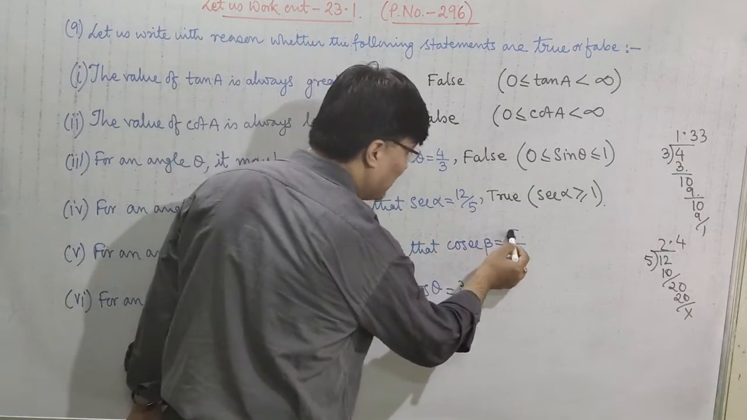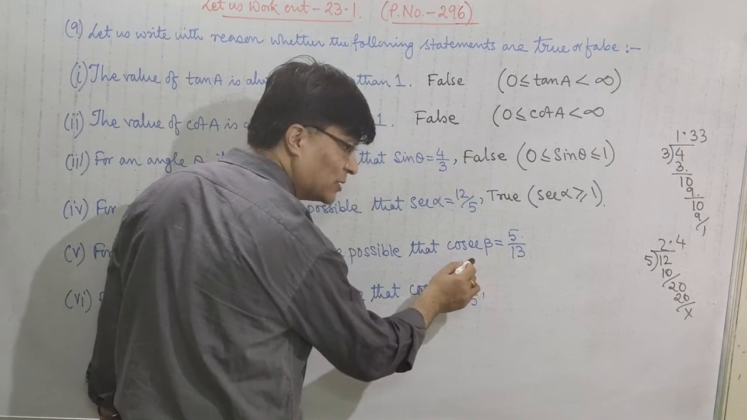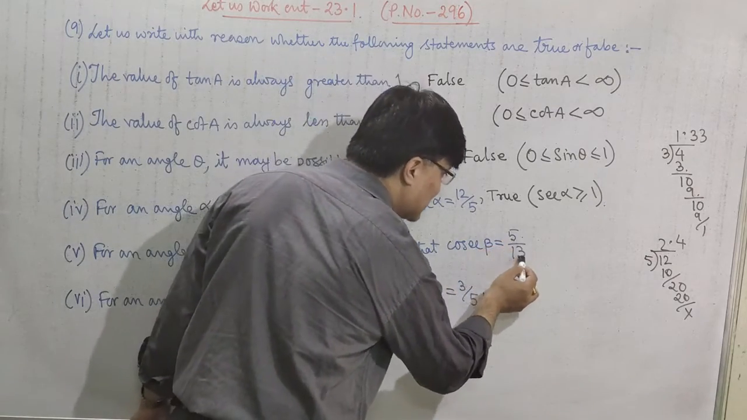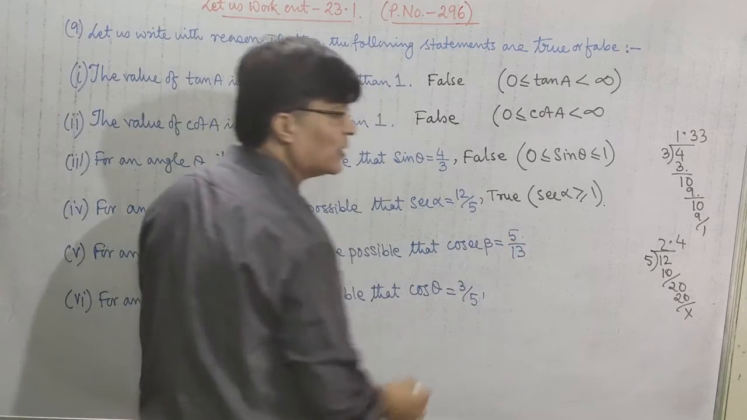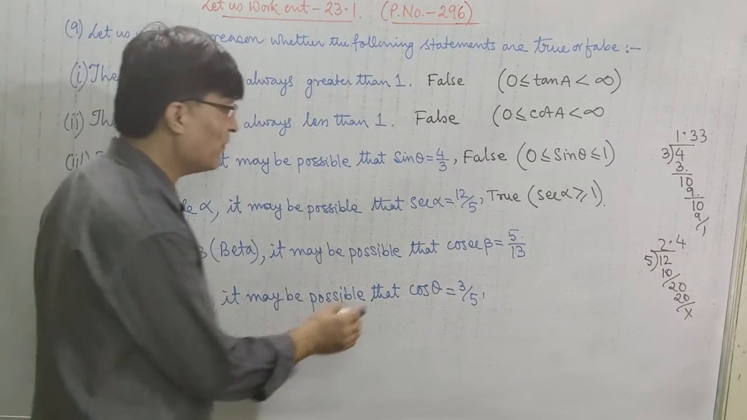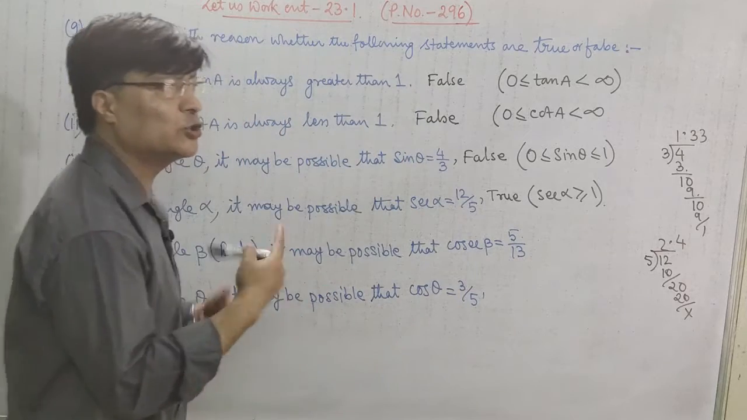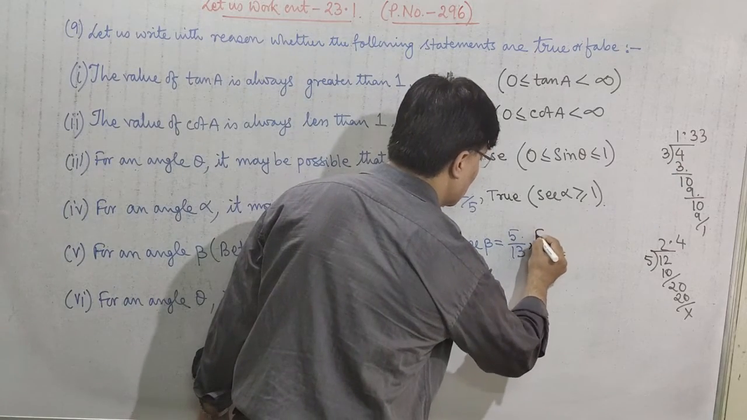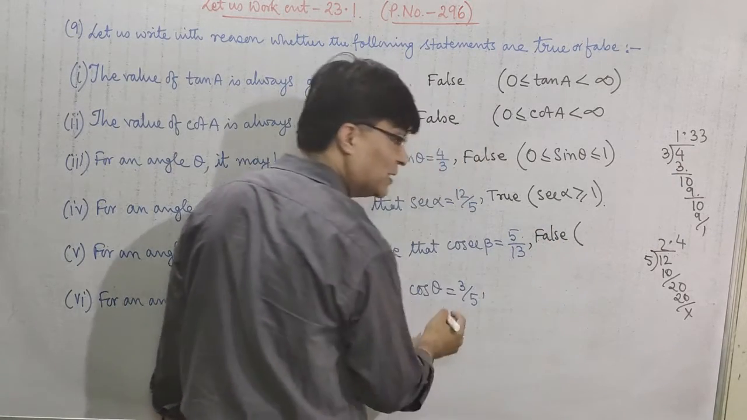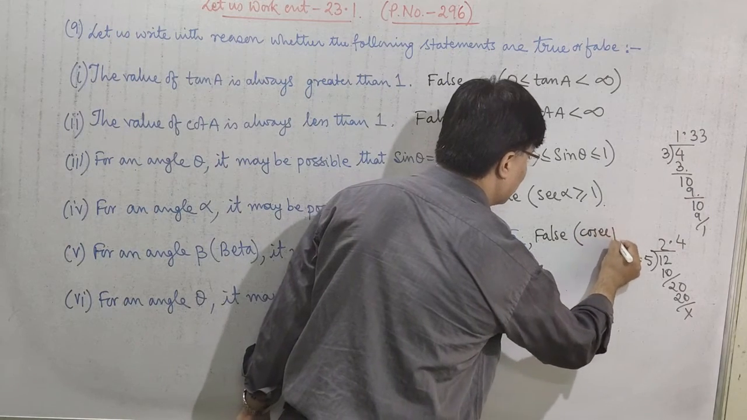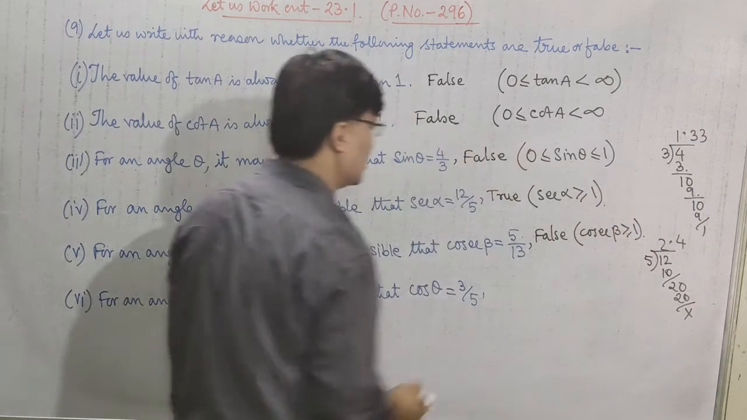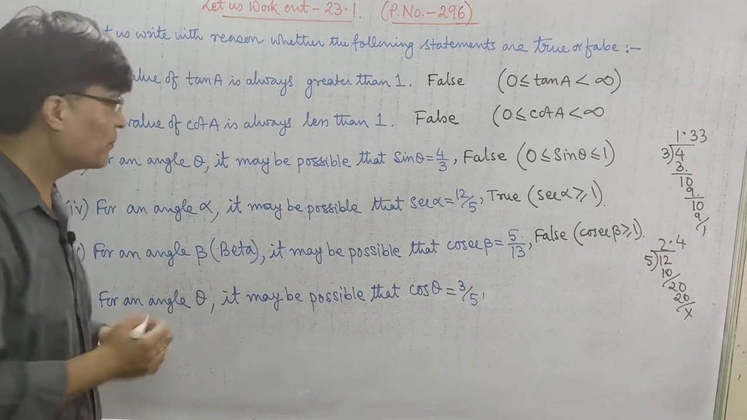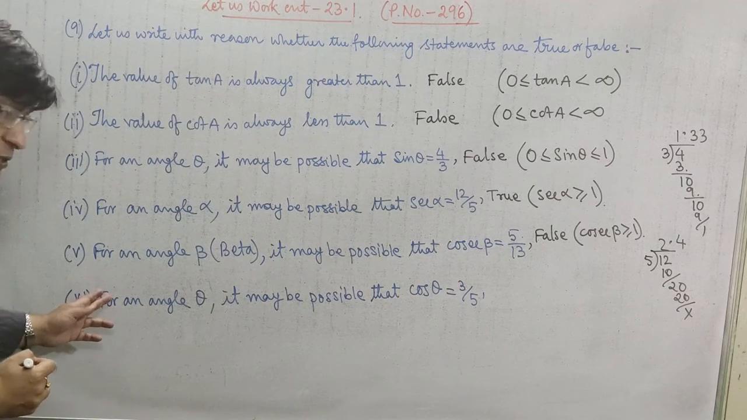But here 5 is in the numerator, 13 is in the denominator. And here the numerator is less than the denominator. If the numerator is less than the denominator, this fraction is always less than 1. That is, the value for cosec beta here is less than 1. So the value for cosec beta cannot be less than 1. So it is false. What is the reason behind it? Cosec beta is always greater than or equal to 1. So this is the false statement. Is that clear? Next, number 6.